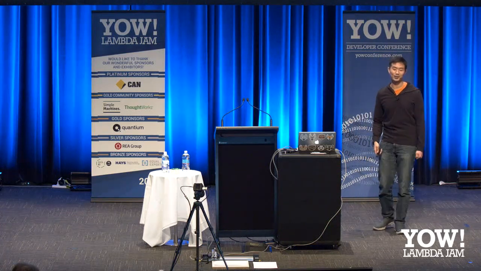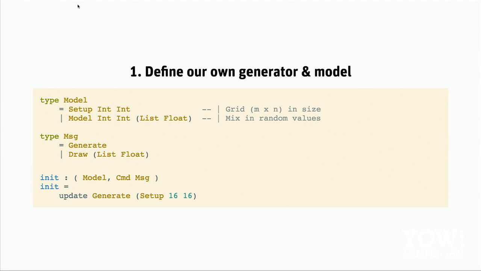But anyway, let's get started. We're going to define our own generator and model. In this case, I've decided that I want to be flexible about how I define the size of the grid, so I'm using integers to say the width and height of the grid. And I'm going to add a list of floats. That's my list of random numbers that's going to be generated in the model. So I then match the message to that. I have a generate message, just generate me stuff.